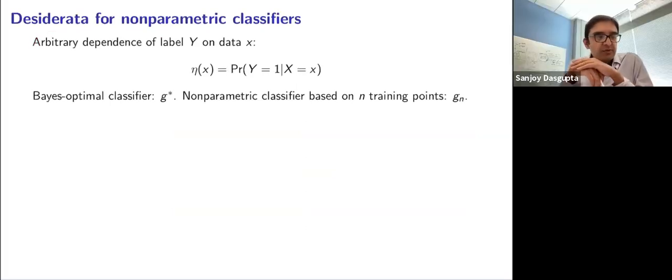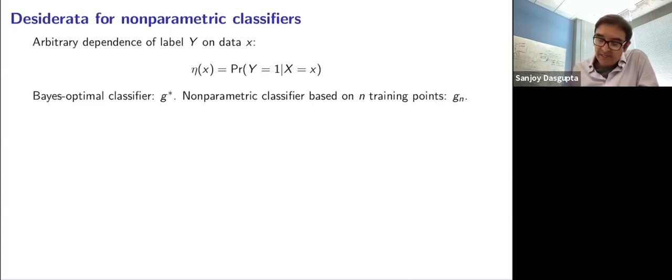Okay. So we're now in the setting of non-parametric classification. We want to learn a boundary, and the boundary is completely arbitrary. There is inherent stochasticity, which is captured by this eta function. The best possible classifier is the Bayes optimal. We're going to choose some non-parametric classifier based on the points we've seen so far. We're going to call it G sub n.